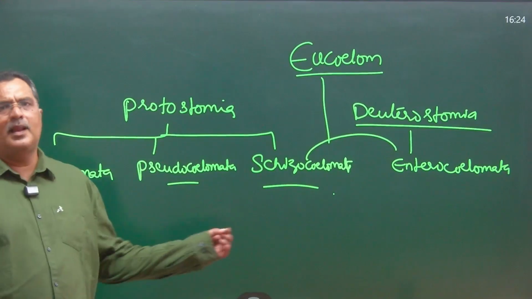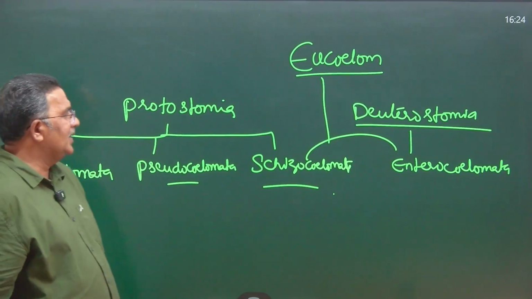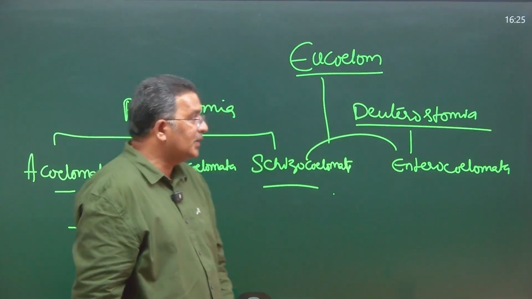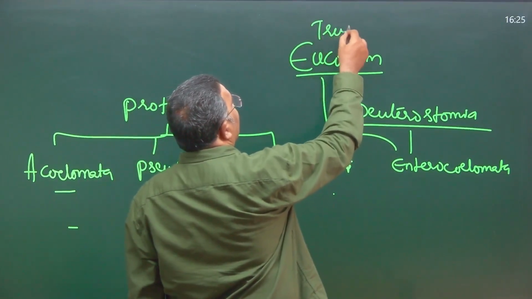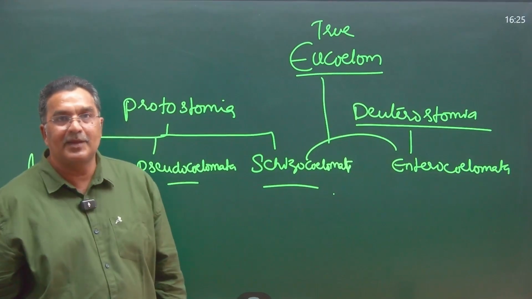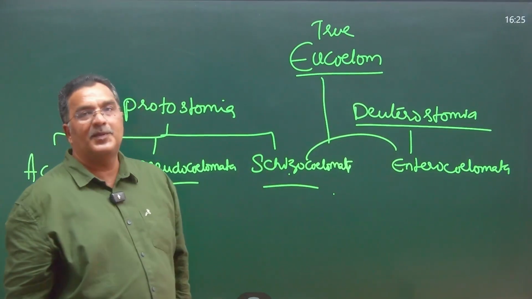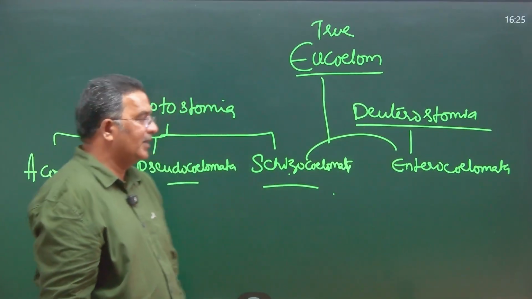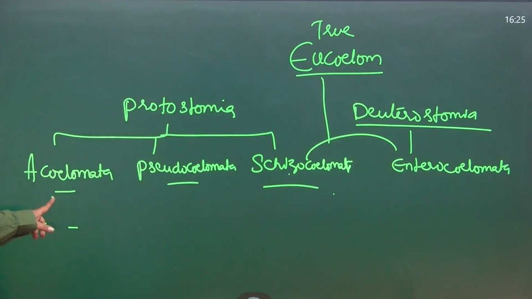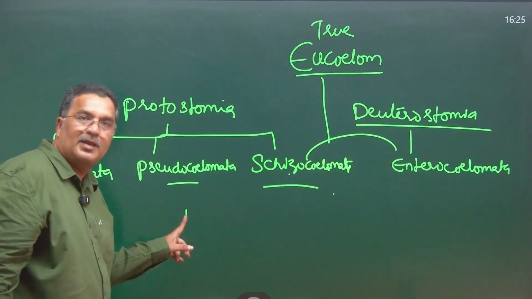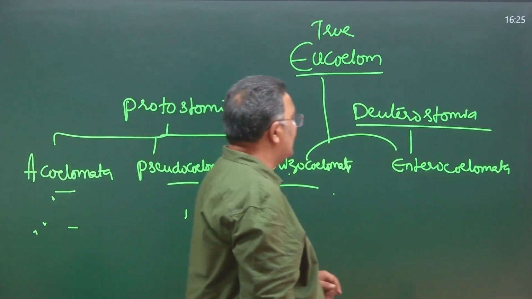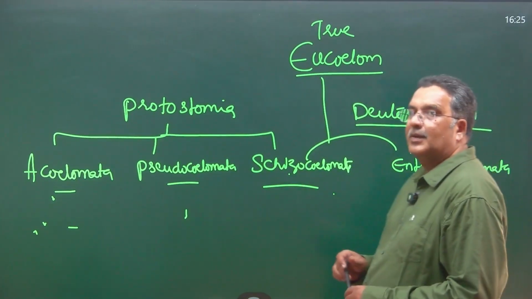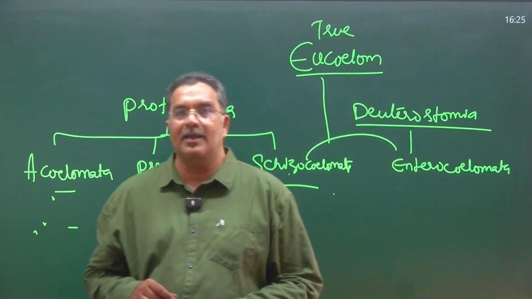I elaborated and expanded a little here on schizocoelomata and enterocoelomata. So eucoelom is further classified into two, both having true body cavity. How it appears matters. Here, splitting of mesoderm. Here, pouches developed from archenteron. So acoelomata: Platyhelminthes; pseudocoelomata: Nematoda; schizocoelomata: Annelida, Arthropoda, Mollusca; enterocoelomata: Echinodermata, Hemichordata, Chordata.